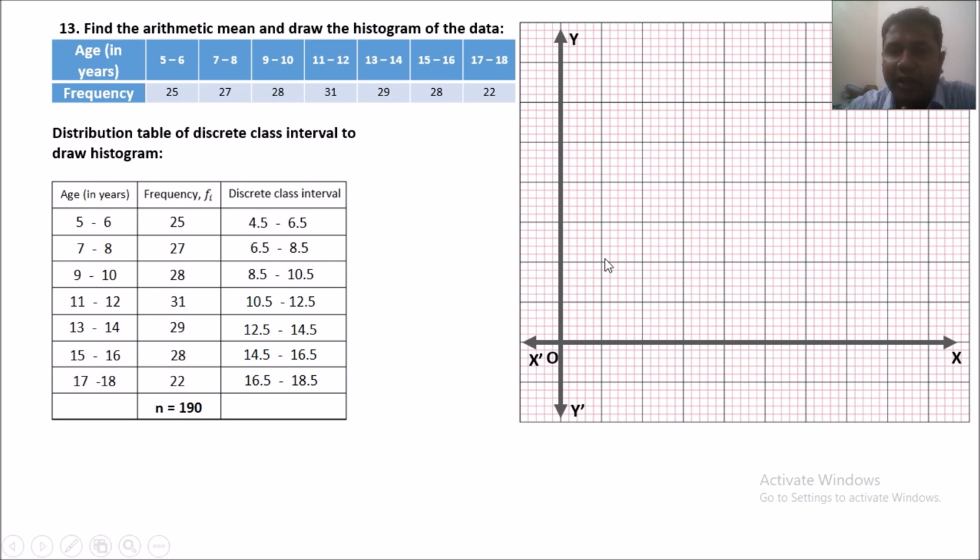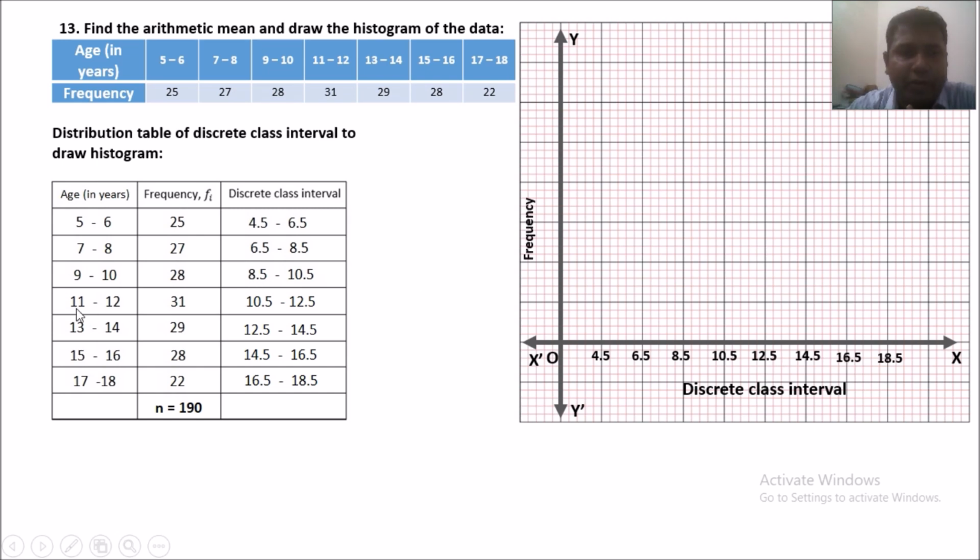Now we are going to write the discrete class interval. So this is the x-axis. We are going to write the discrete class interval, and the first number will be 4.5, then the next number is 6.5, then 8.5, then 10.5, then 12.5, then 14.5, then 16.5, then 18.5.